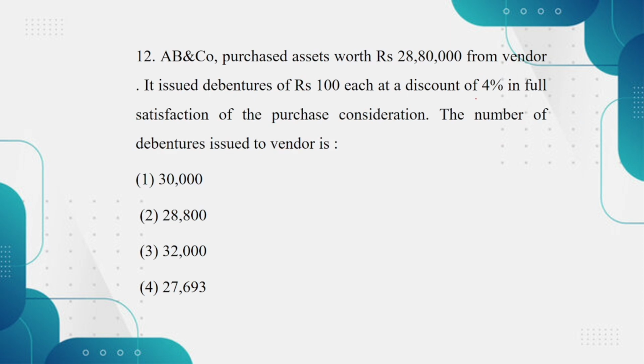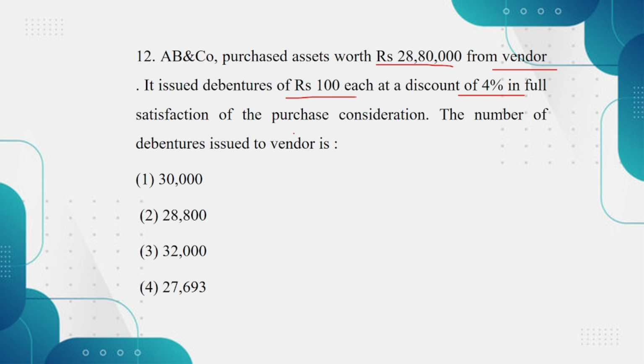12th question, A, B and Co. purchased an asset of rupees 28,80,000 from a vendor and issued a 100% debenture worth 100, issued at a discount of 4% in full satisfaction of purchase consideration. What is the number of debentures issued to the vendor?